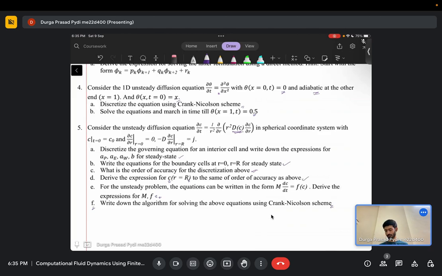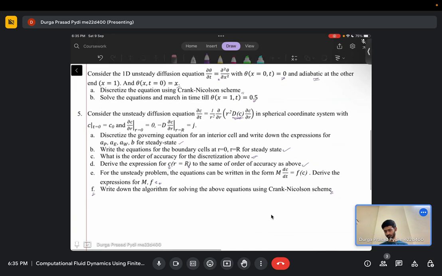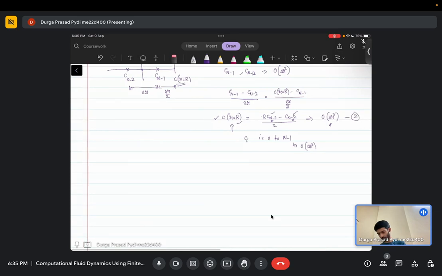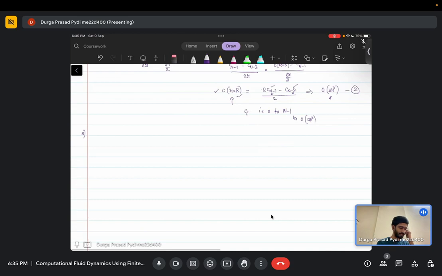Let's solve this part. So now we come to the unsteady part. The LHS is again straightforward. So we have del C del T. Now if you were to integrate this, we would be taking 4 pi r square dr. I'm just removing the 4 pi since it will be cancelled with the RHS side. This will be equal to this entire RHS term you are having.